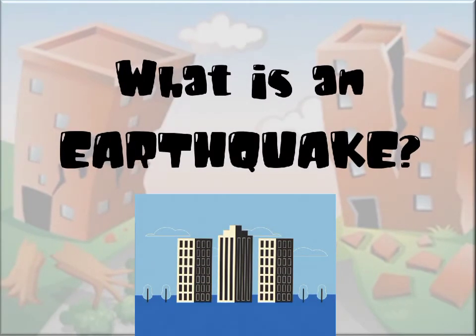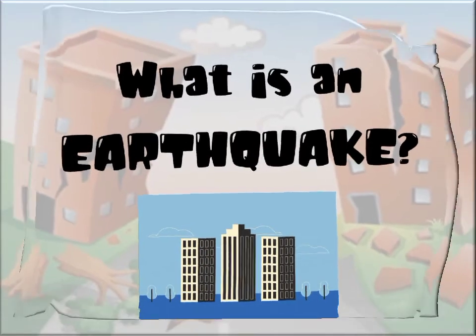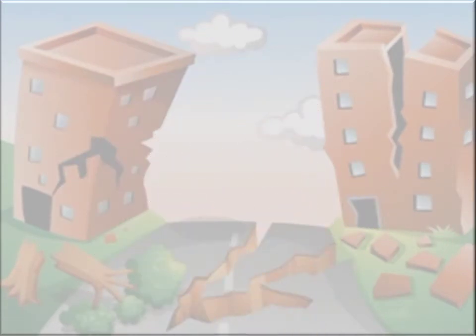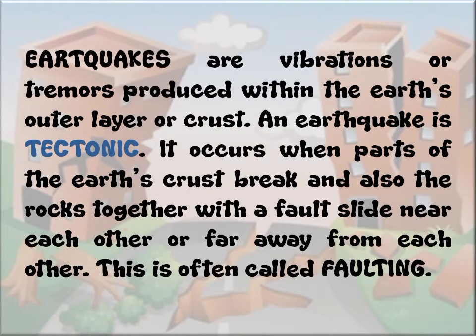Let us now define what an earthquake is. Earthquakes are vibrations or tremors produced within the Earth's outer layer, which is the crust. An earthquake is tectonic. It occurs when parts of the Earth's crust break, and also the rocks together with a fault slide near each other or far away from each other. This is often called faulting.